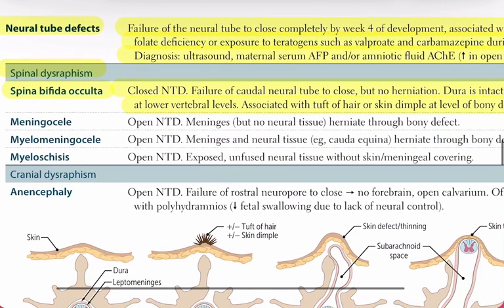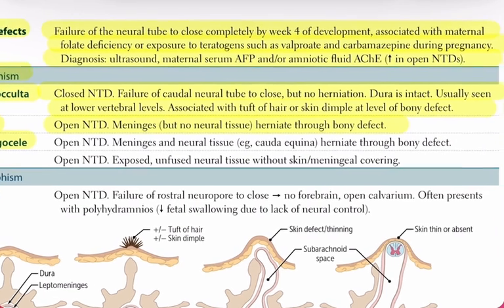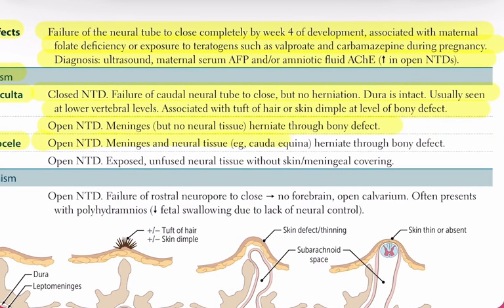Next is meningocele, an open neural tube defect. In this condition, the meninges, the membrane surrounding the spinal cord, herniate through the bony defect, but the neural tissue itself stays in place. Then we have myelomeningocele, which is more severe. This is also an open defect, but now both the meninges and neural tissue, like parts of the cauda equina, actually protrude through the spinal opening.